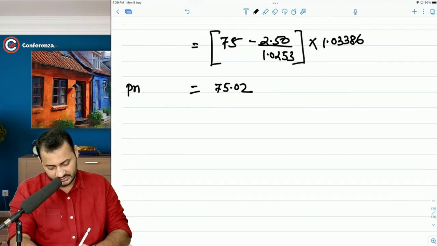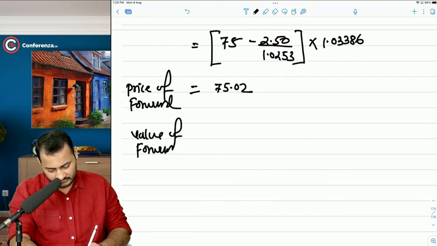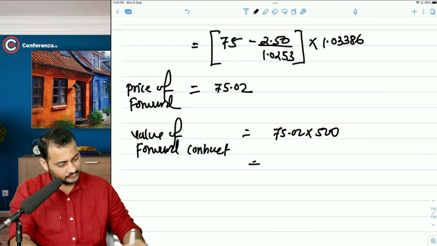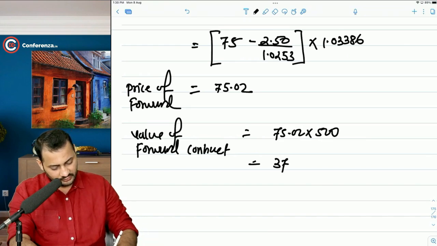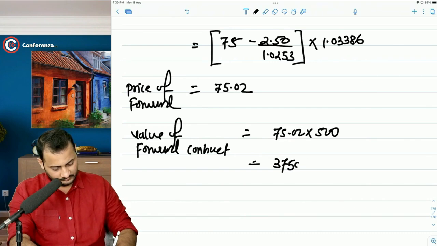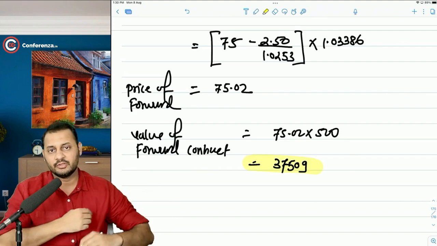This is the price of forward, and now we can calculate the value of the forward contract, which will be pretty easy to do. 75.02 multiplied by 500 comes to 37,509. That should become your value of the forward contract.